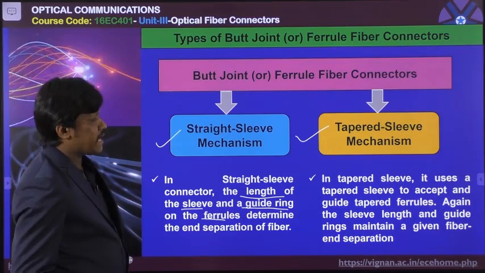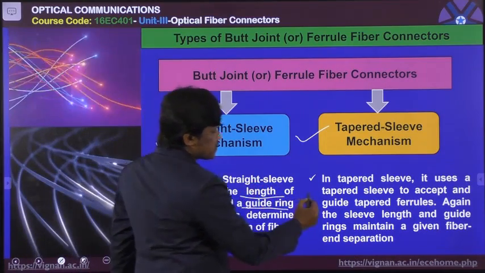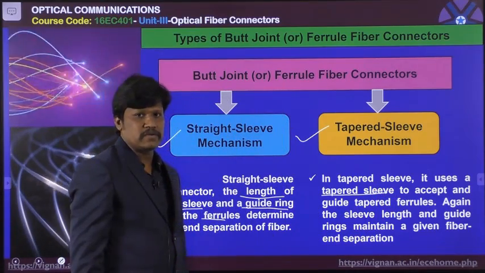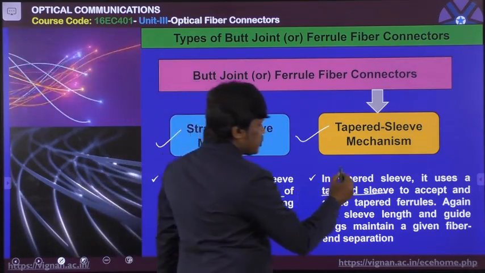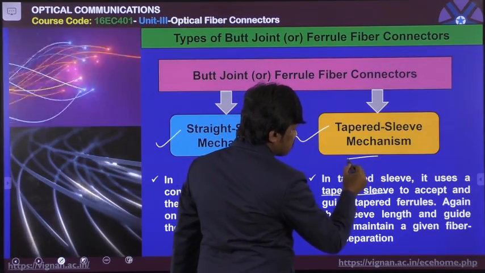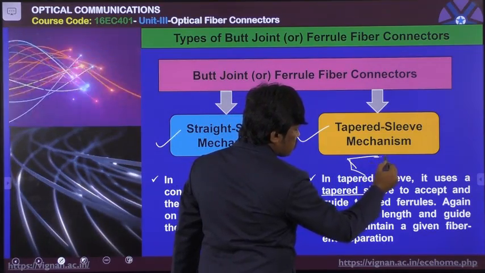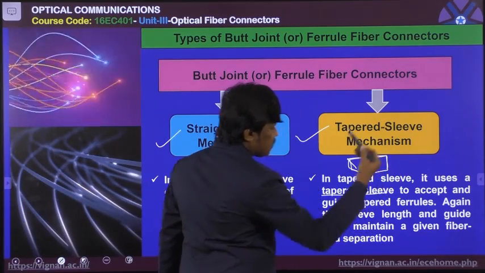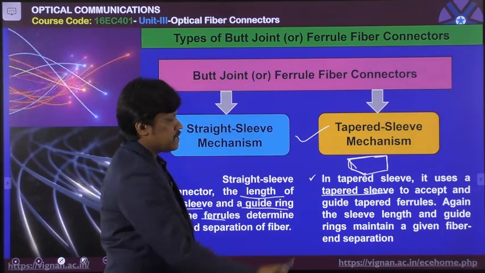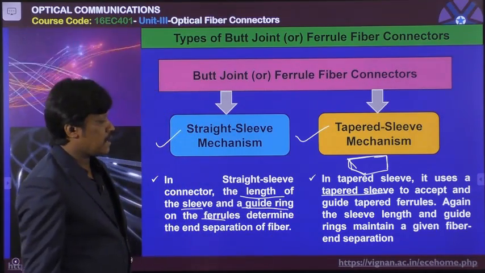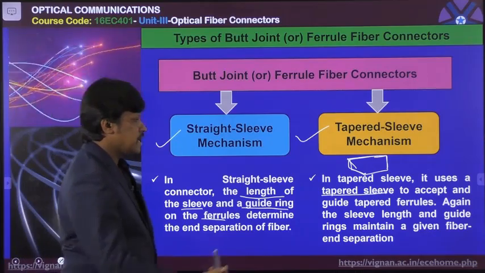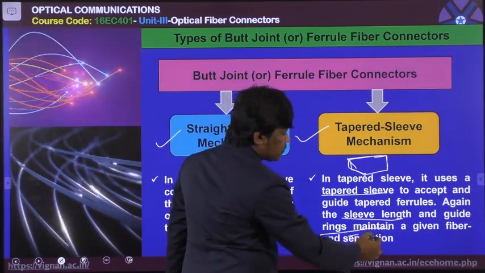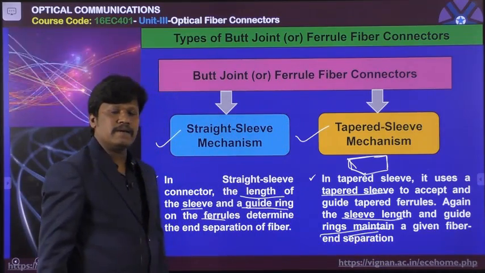In tapered sleeve mechanism, it uses tapered sleeves to accept and guide tapered ferrules. Tapered sleeve is nothing but the shape of the tapered sleeve is like this. It uses tapered sleeve to accept and guide tapered ferrules. Again, the sleeve length and guide ring maintain a given fiber end separation.